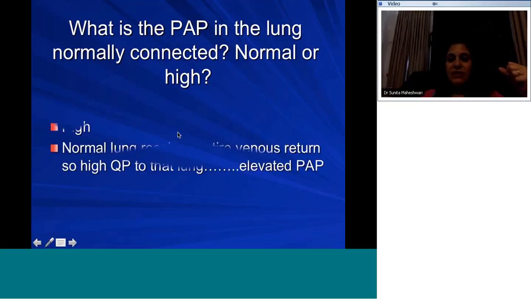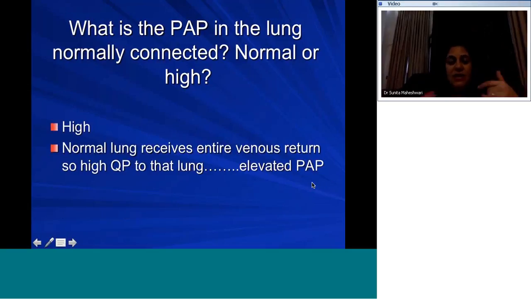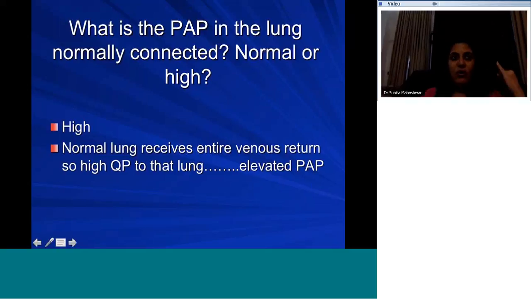And the answer is because it gets the venous return of the whole body. Remember that. If you have your RV giving rise to MPA, giving rise to RPA, what is the RV getting? SVC blood and IVC blood, right? So all the systemic venous return of the body is going to that single lung. So even though that single lung is not connected to the aorta, it also lands up having a high pressure. So you get pulmonary hypertension in the hemi-truncus lung, and you get pulmonary hypertension in the normally connected lung as well. Okay, all clear on that?